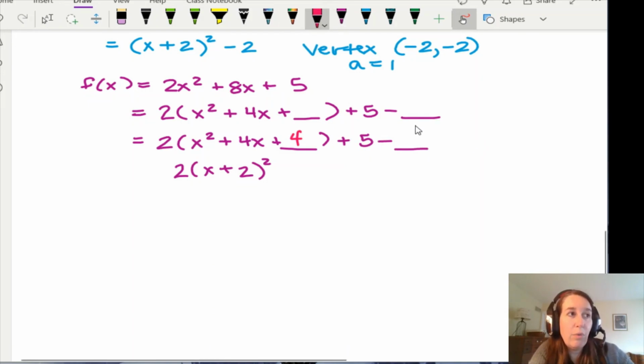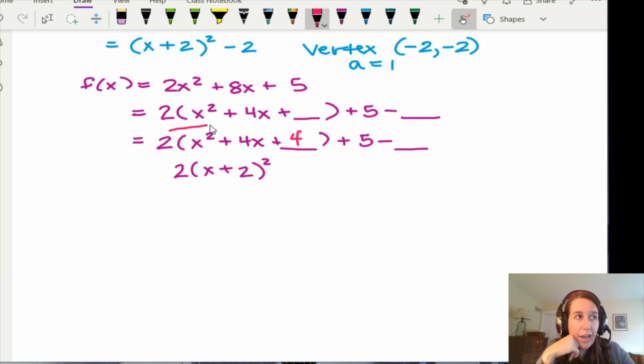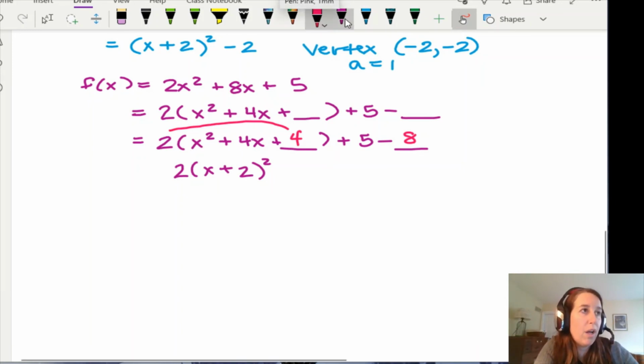You might think we are supposed to subtract 4 here, and that would be wrong, okay? That would be wrong because look, we did not actually add 4 to the equation this time. We technically, because of this parentheses, added 2 times 4, 8. Okay, so in other words, we have to now subtract 8 from the equation. Okay, so just keep that in mind. That's the only difference when there is an a value that is greater than 1. Okay, so now we still have, let's see, plus 5 minus 8. So that's minus 3. And then we can just write, hey, there's our vertex form.